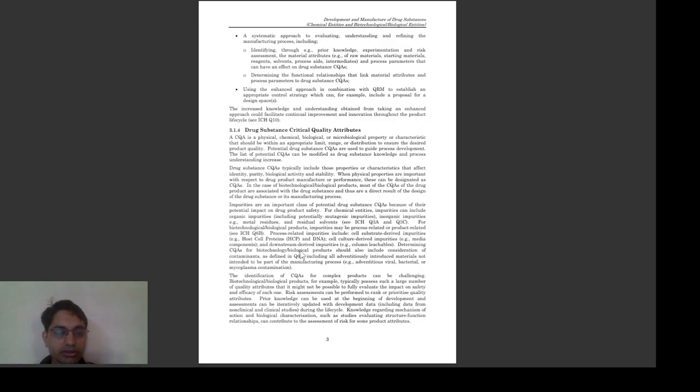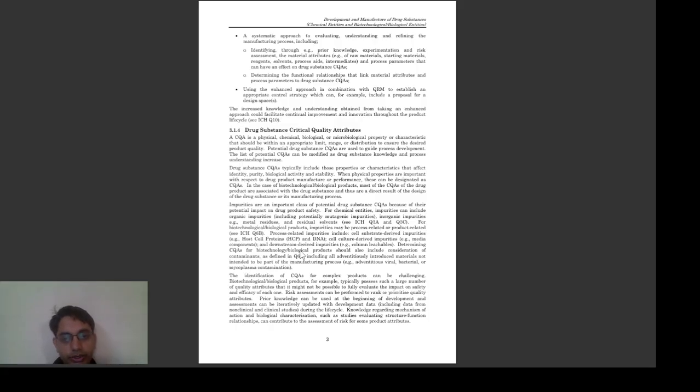Then, drug substance critical quality attributes. What is a CQA? A CQA is a physical, chemical, biological, or microbiological property or characteristic that should be within an appropriate limit, range, or distribution to ensure the desired product quality. Potential CQAs can be used to guide process development. The list of potential CQAs can be modified as drug substance knowledge and process understanding increase.